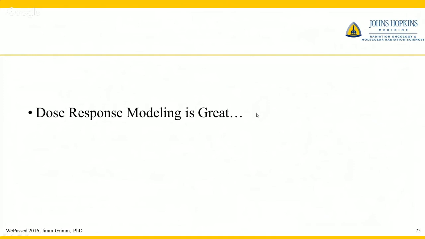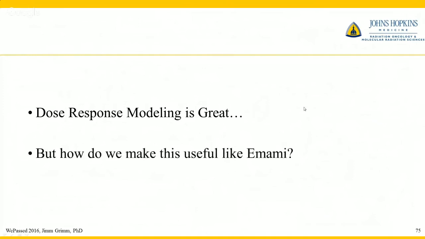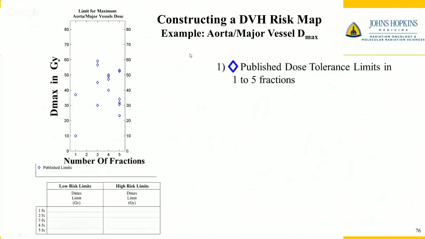So dose response modeling is really nice, but how do we make it useful like Emami? Without the model, you don't know what the risk level is, but then having that information is kind of complicated. We need an easy way to apply it. So I came up with what I call a DVH risk map, and we'll go through step by step. So in 1 to 5 fractions on the x-axis, these always have 1 to 5 fractions.